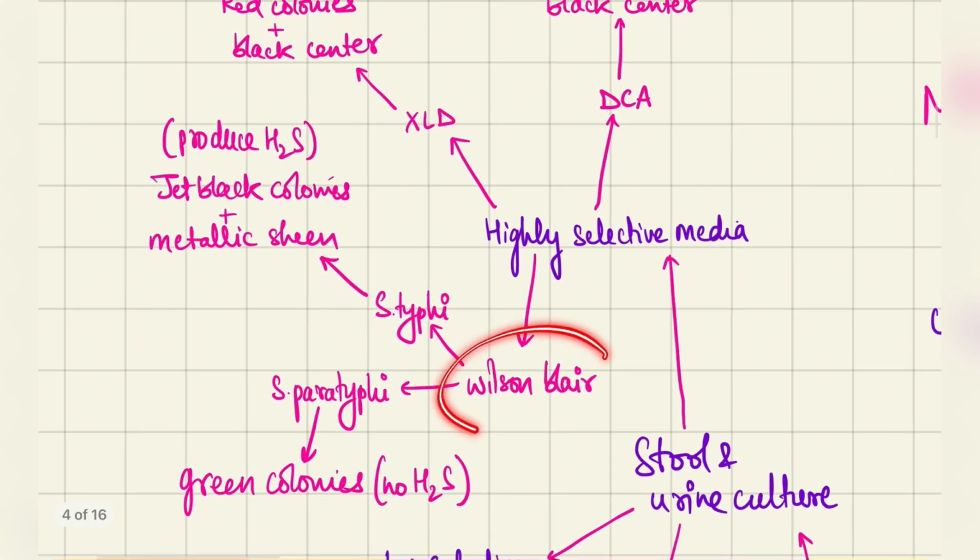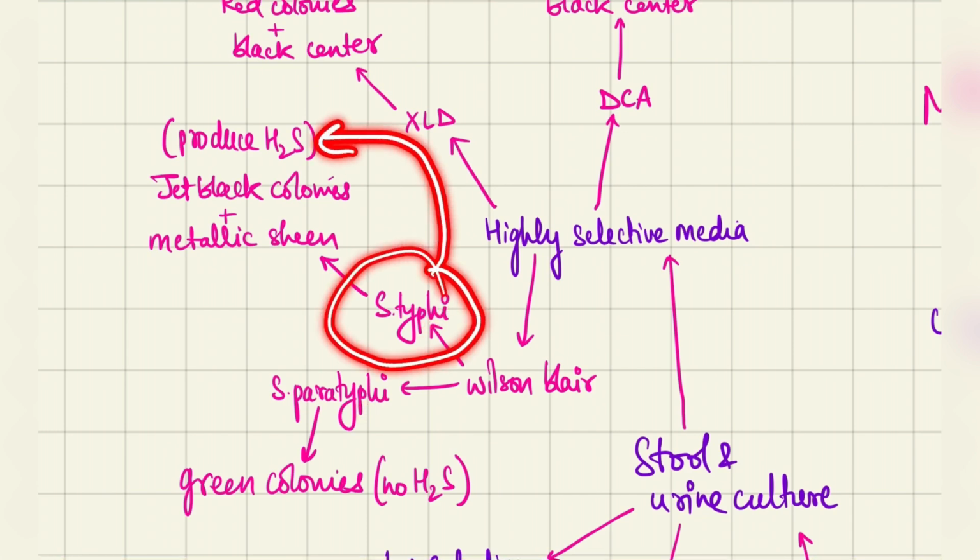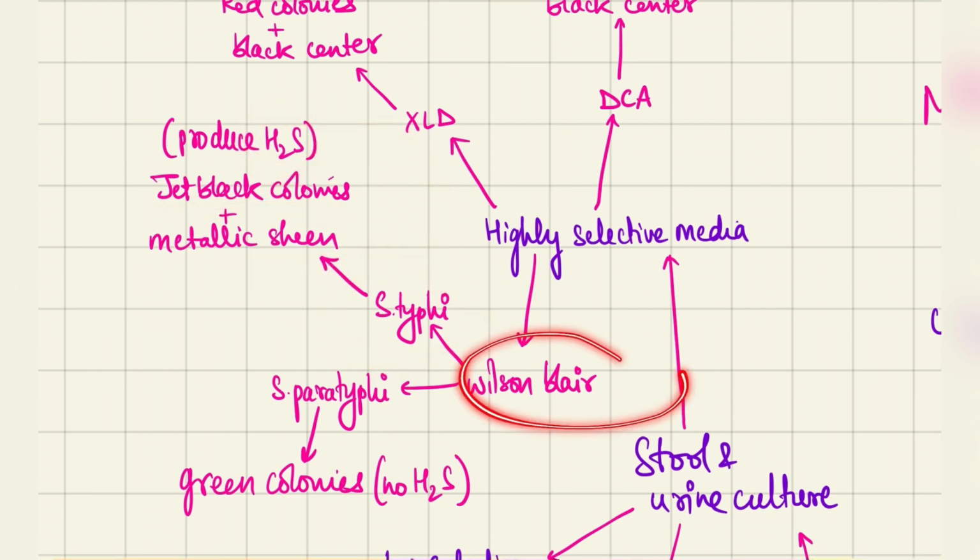And what will Wilson Blair show? Wilson Blair different for typhi and paratyphi. Why? Because typhi produces H2S. H2S means like it is generally in microbiology related to the black color. So you'll get jet black colonies because of this with a metallic sheen in the Wilson Blair test. Wilson Blair media.